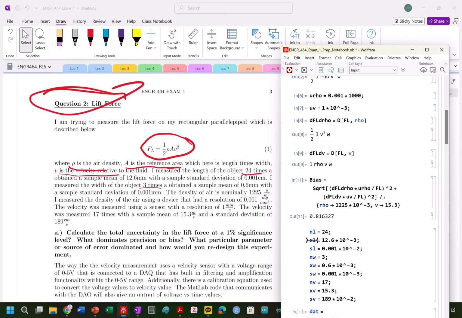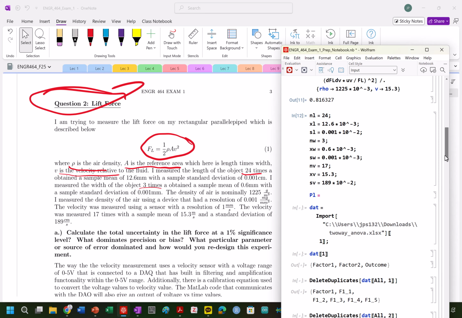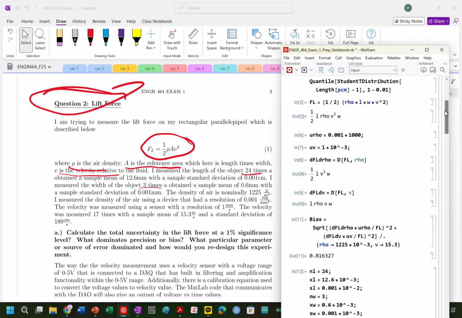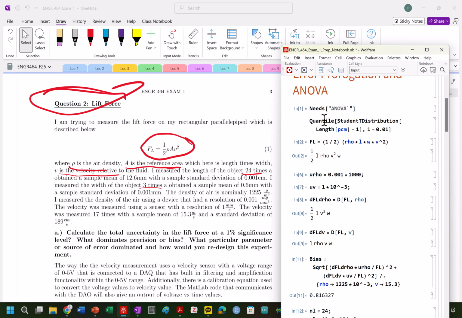There we go. Fantastic. So now we have all these values. Now our precision error in length equals, and I'm going to pull out the Student t distribution. I need this number, that's my t theoretical value. We'll put that in right here. Instead of the length, I just need my number of length measurements minus 1.